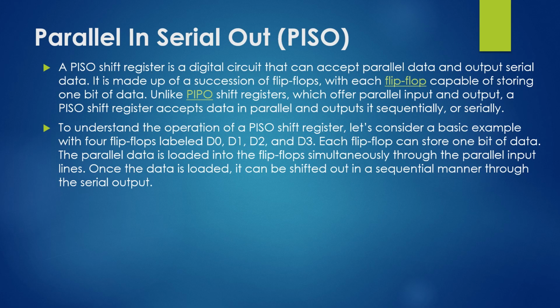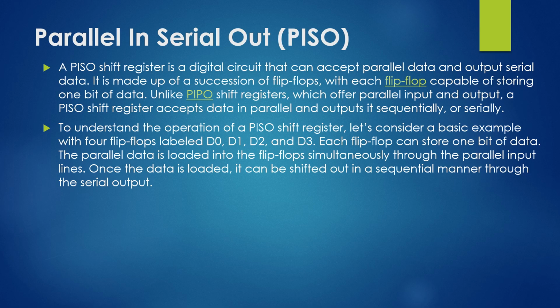And the third one is parallel in, serial out, PISO. It is a digital circuit that can accept parallel data and output serial data. It's made up of a succession of flip-flops, with each flip-flop capable of storing one bit of data. Unlike the PIPO shift register, which offers parallel input and output, a PISO shift register accepts data in parallel but outputs it sequentially, or serially.